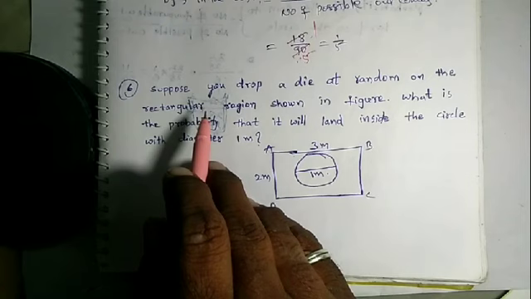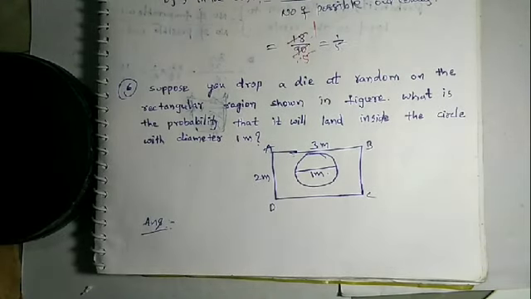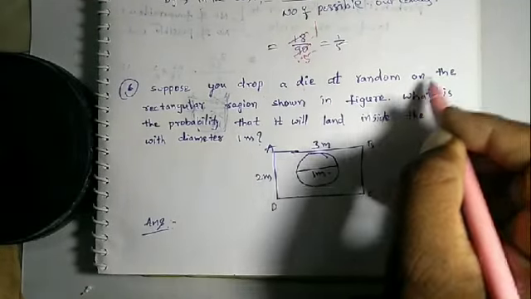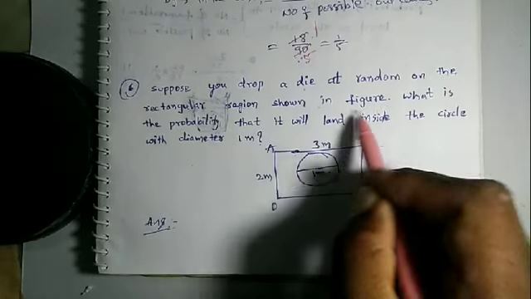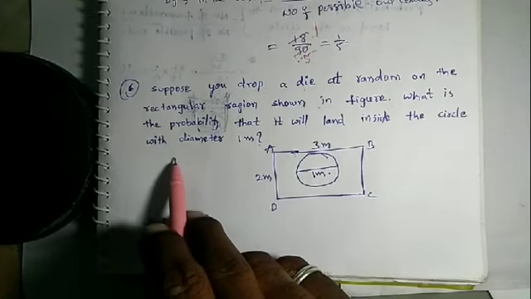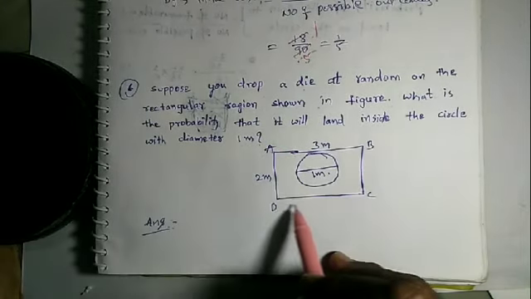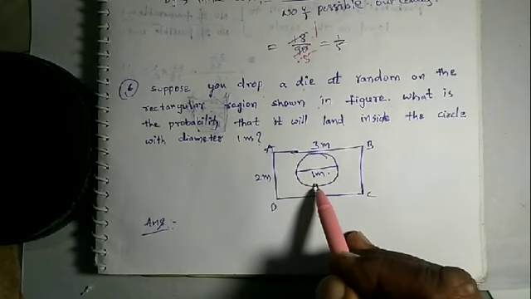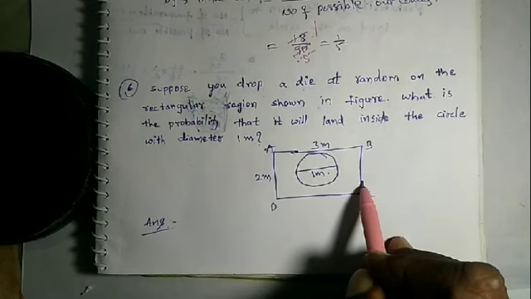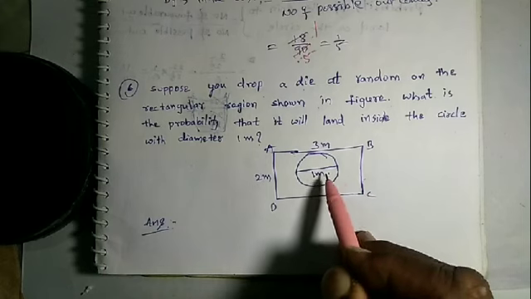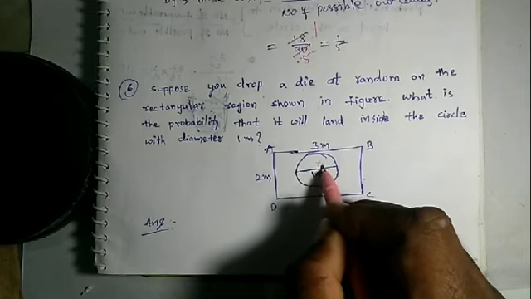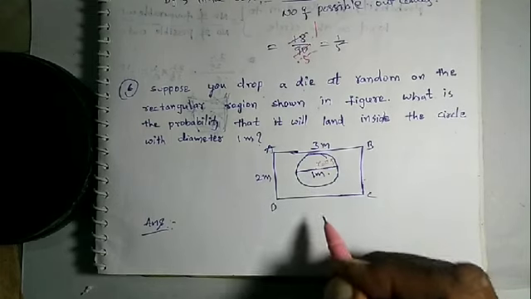This is a different problem. This belongs to areas. Suppose you drop a die at random on the rectangular region shown in the figure. What is the probability that it will land inside the circle with diameter 1 centimeter? This is possible outcomes. This is favorable outcomes. Possible outcomes is in the shape of a rectangle and favorable outcome is in red color. The diameter is given 1 centimeter, so r is equal to 0.5.